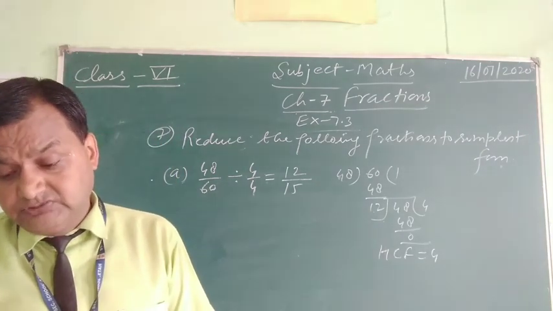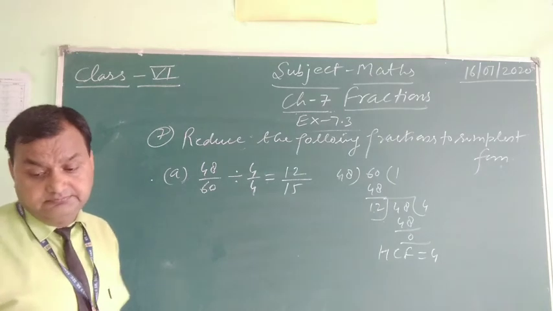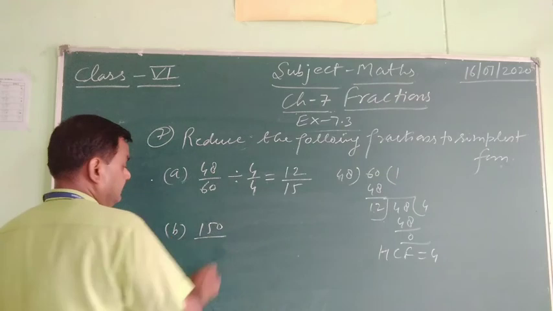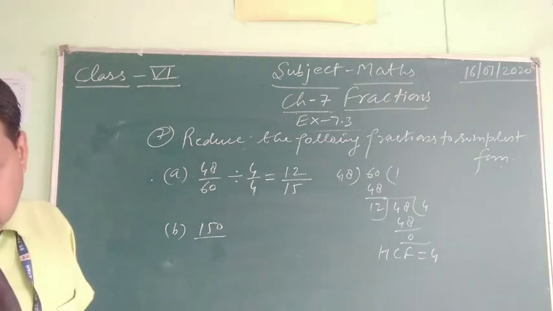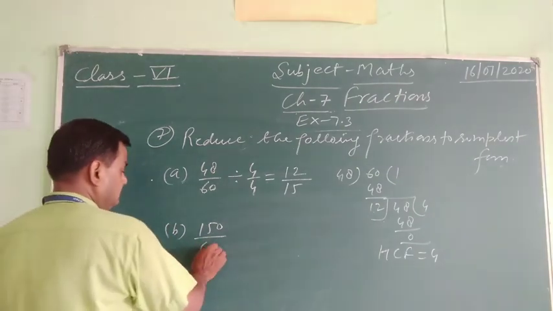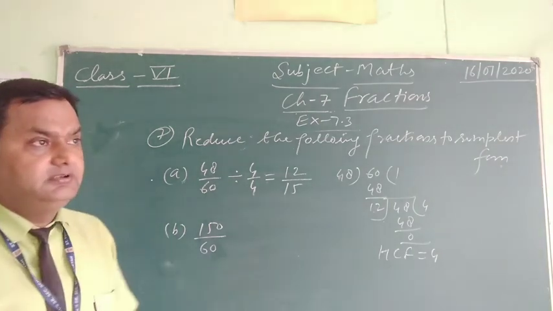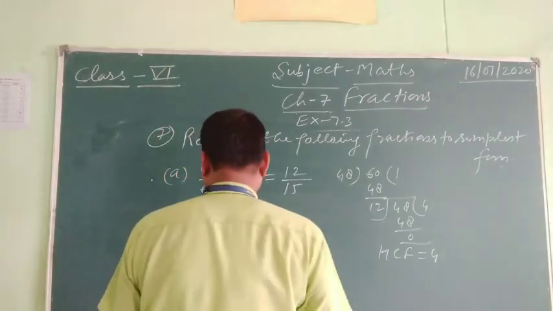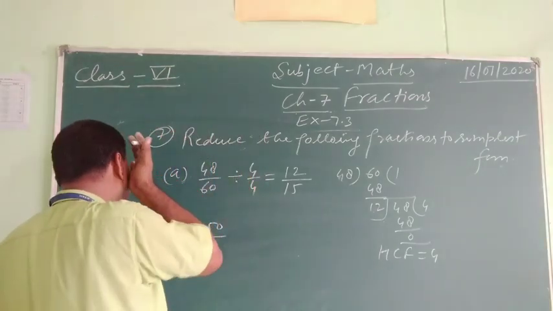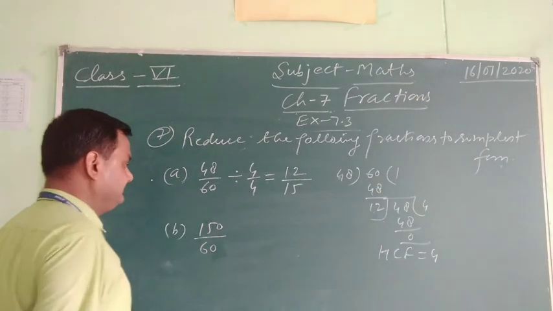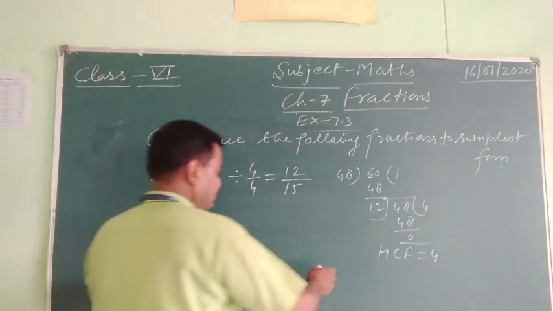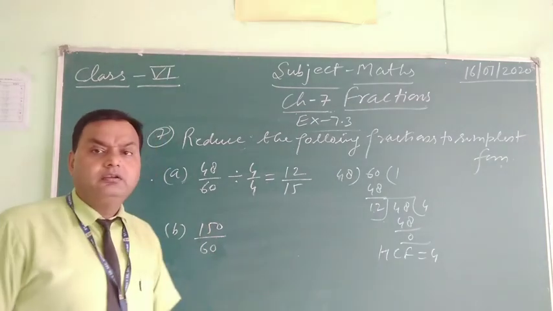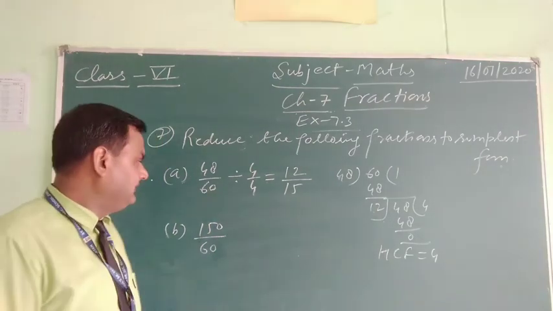Now B part, 150 upon 60. First of all, we will find the HCF. We will find the HCF by the prime factorization method or the division method.